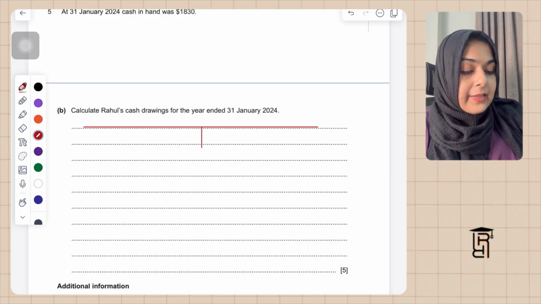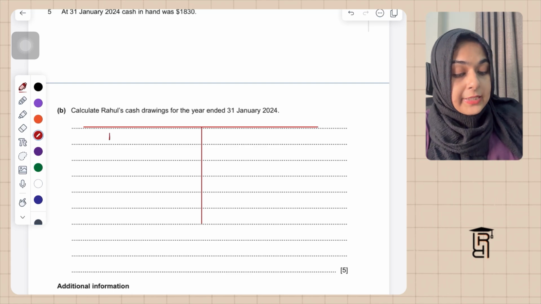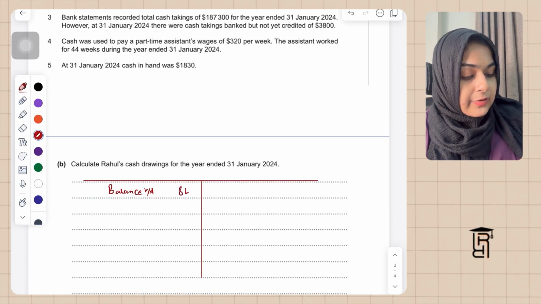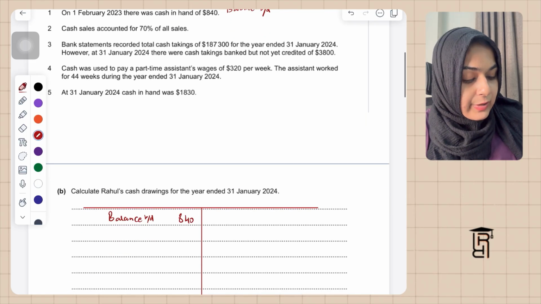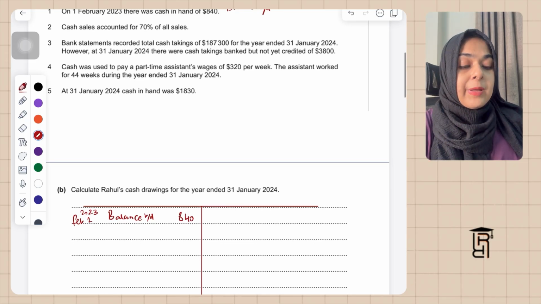But I think preparing a cash account would be a nice way to calculate cash drawings in this case. So when I start this T account, I'm going to write here balance brought down on the debit side, and I'm going to write here 840. This is going to be on February 1, 2023. This is going to be my balance brought down.